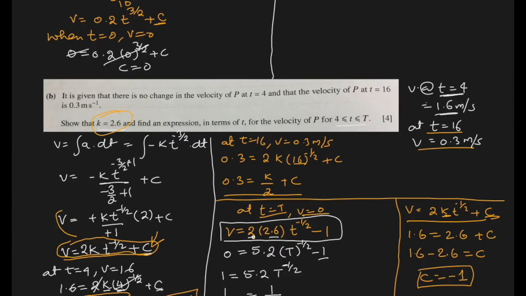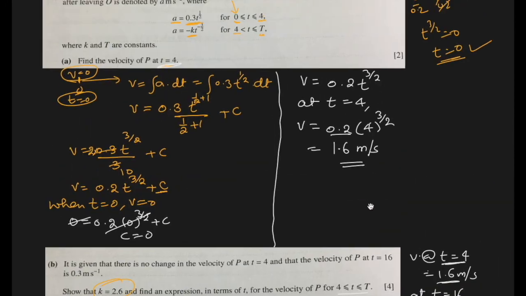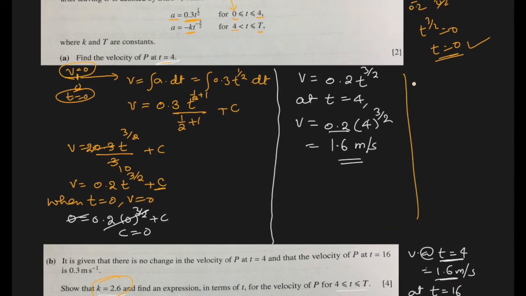Okay, here it is. This one, 2.6 t to the power minus half minus 1. Let's see if it is equal to 0. 2.6 t to the power minus half minus 1 equal to 0. So 5.2 t to the power minus half equal to 1. So it becomes 5.2 over t to the power half equal to 1. Cross multiply.